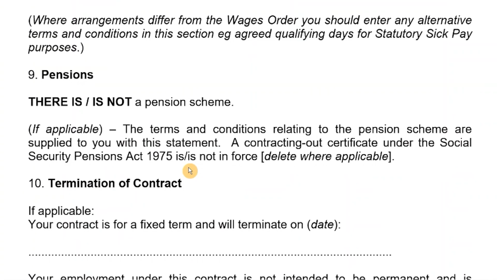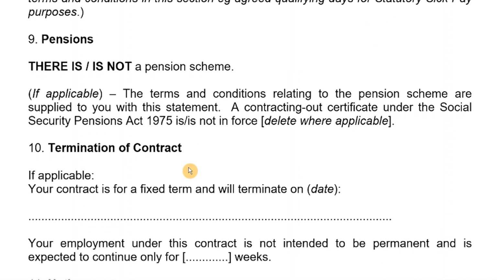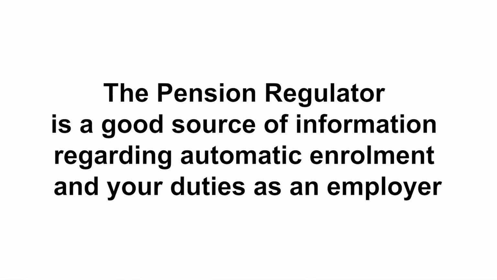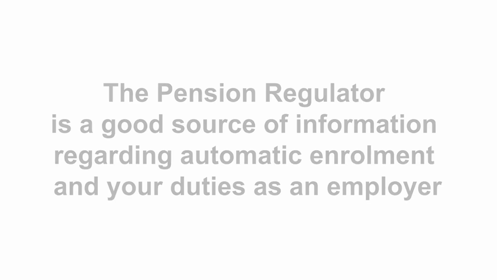Pensions is the next section in the template. Employers are required to automatically enrol eligible employees into a workplace pension scheme. This means the employer must add employees who meet certain requirements to the pension scheme. Therefore, if your worker is at least 22 years old but is under the state pension age and earns at least £10,000 a year, then you will need to provide a pension scheme and automatically enrol them in the pension scheme.